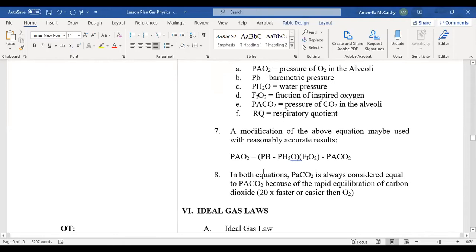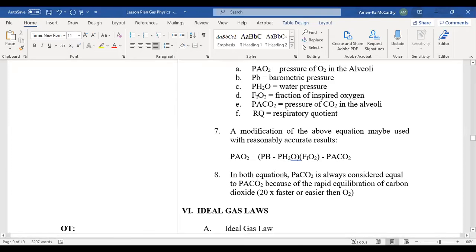All right. Now, some places will do a modification like this. What is this formula missing? The RQ. Sometimes they leave the RQ off. Just know that some physicians will leave the RQ off when they're doing the P big A O2, the alveolar equation. If they leave it off, it's just a modification, the same exact formula. You just subtract the CO2 and don't worry about the RQ. Okay, that's just what they're showing.